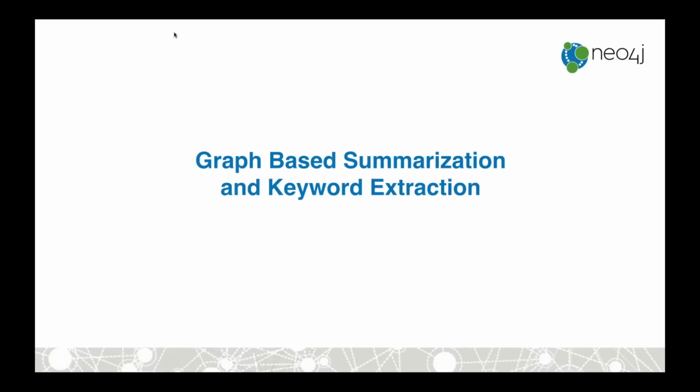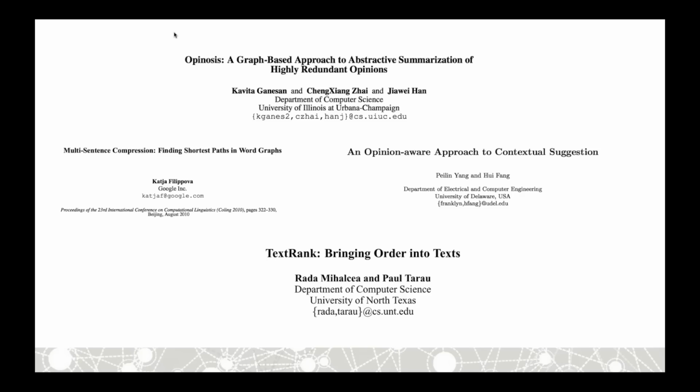Great, so let's move on to our next task, which is graph-based summarization and keyword extraction. So what do we mean by this? Well, if we're given a text corpus, is there some way that we can summarize that corpus automatically, or some way that we can extract keywords that tell us what this text corpus is about? And it turns out there's quite a bit of research into this area specific to graphs. We're going to look at a few of these in detail.